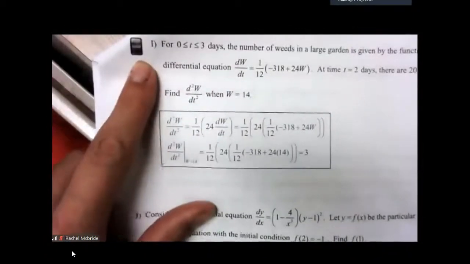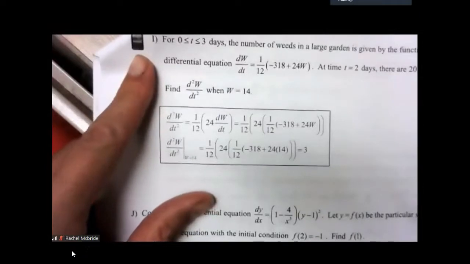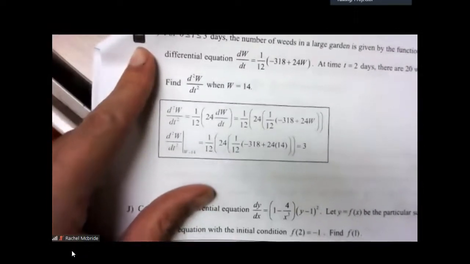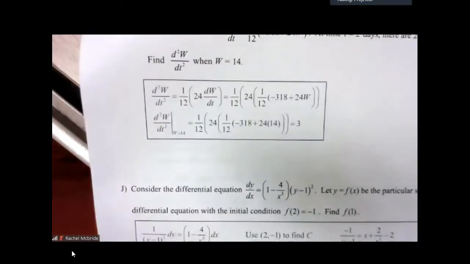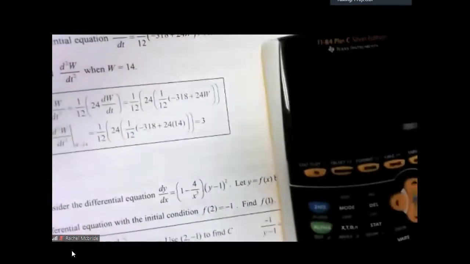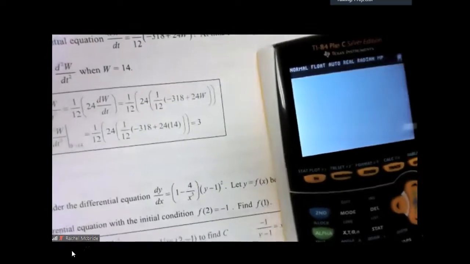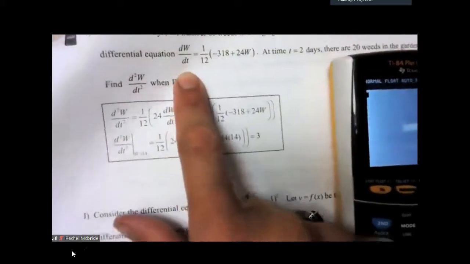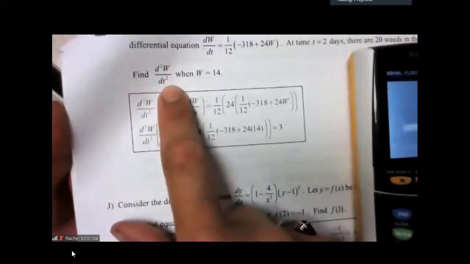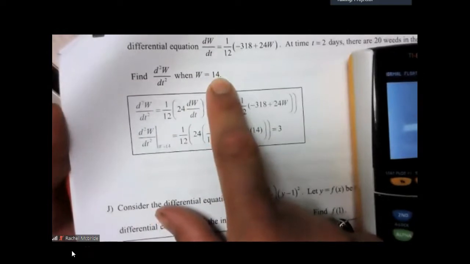Okay, this was a calculator problem. Do not try to do this by hand. I wrote down parts to help you, but if this were an actual question on your test, use the calculator. Type this into y1, or just type it right onto your calculator. There's my calculator. So what I would have done was said, okay, I will have dy/dt, or dW/dt. I'm trying to find d²W/dt² at 14.